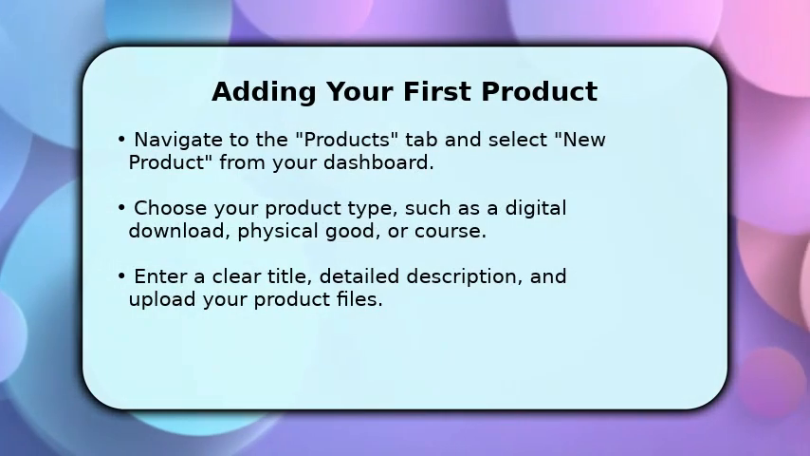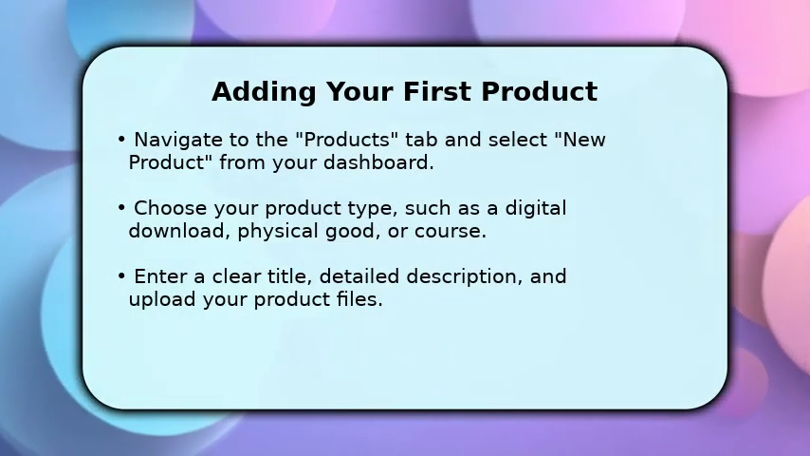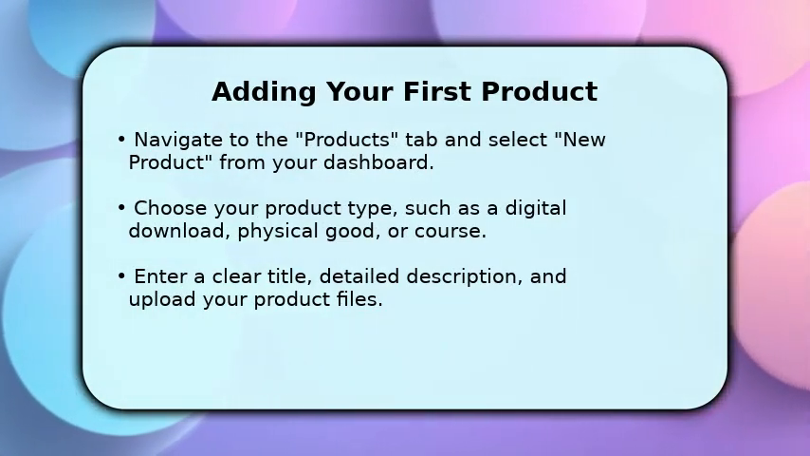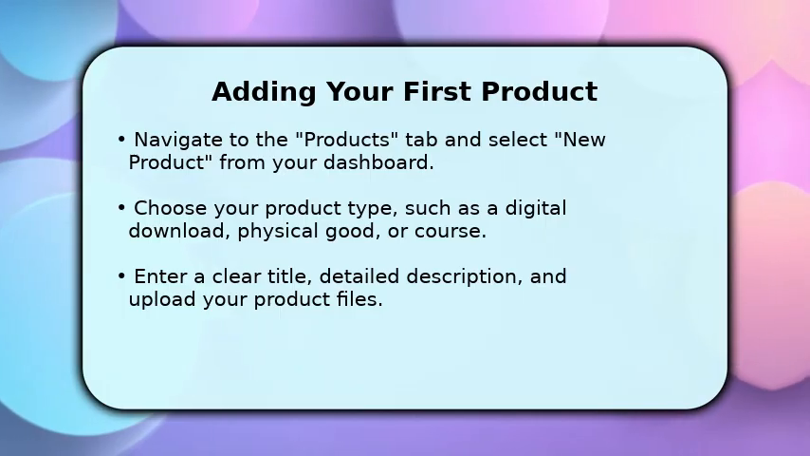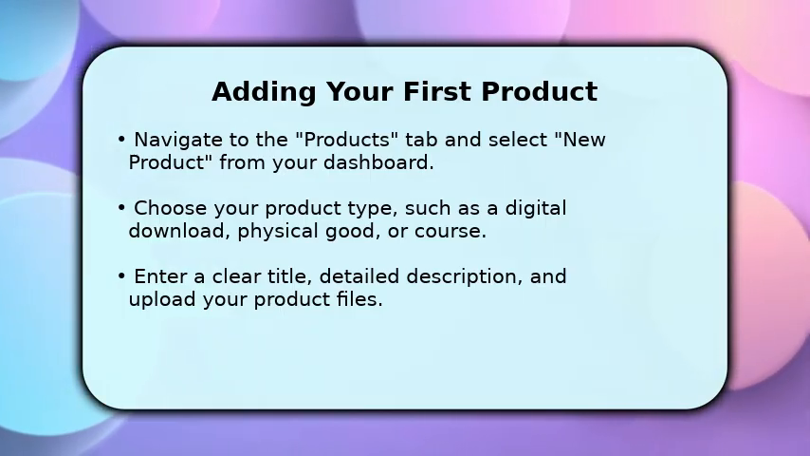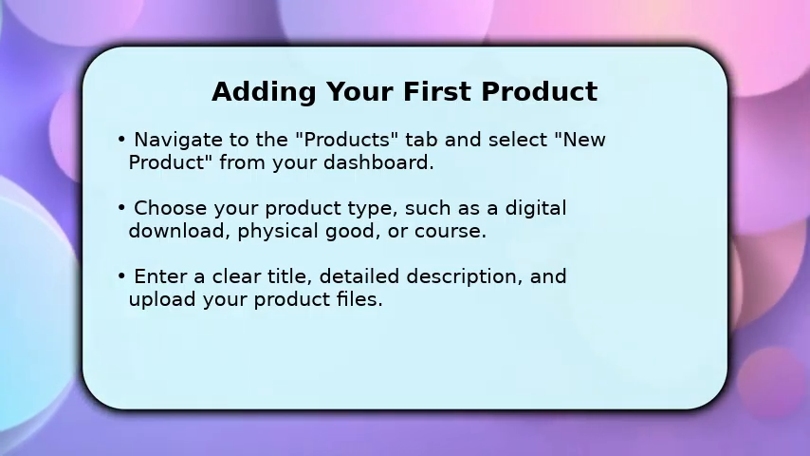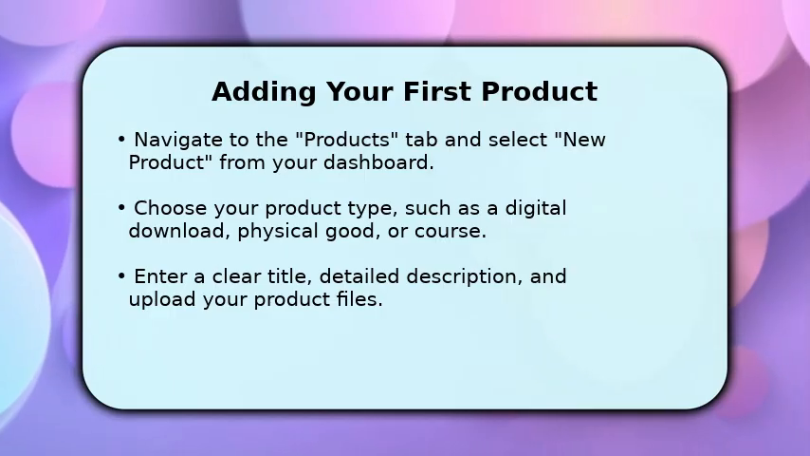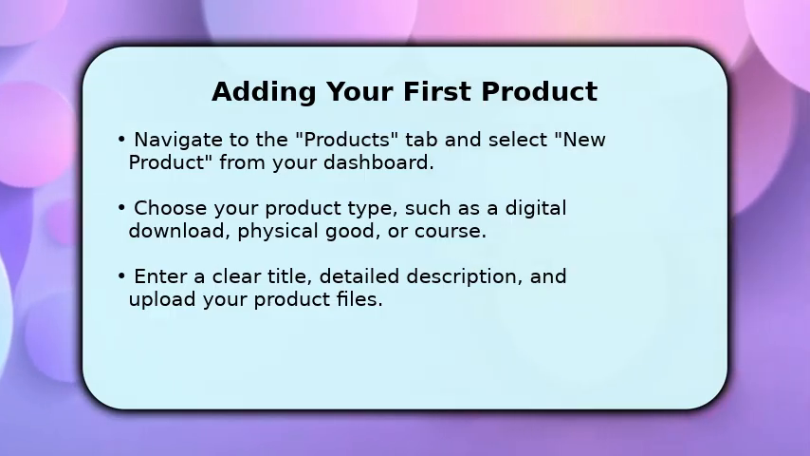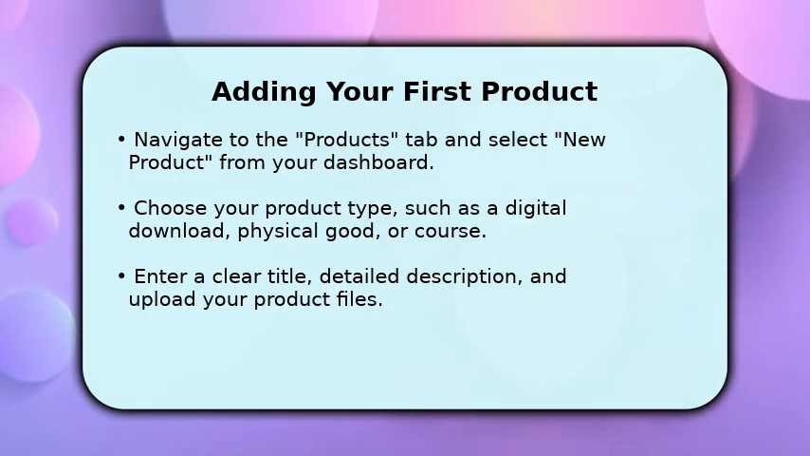Once your account is active, it's time to create your first product. From your Gumroad dashboard, simply click on the Products tab and then select New Product. You'll be prompted to choose the type of item you're selling, whether it's a digital download, a physical product, a course, or even a membership. Next, provide a compelling title and a detailed description, then upload all the necessary files for your offering. This step brings your creative vision to life.